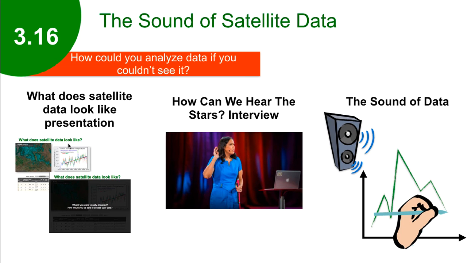In lesson 16, students begin with a recap of what satellite data looks like. But then we pose the question, how could you analyze data if you couldn't see? We listen to an extensive interview with an inspiring astronomer who happens to be blind. She converts her data to sound and listens for trends and patterns. Students then listen to sonified data themselves and draw graphs trying to interpret it.